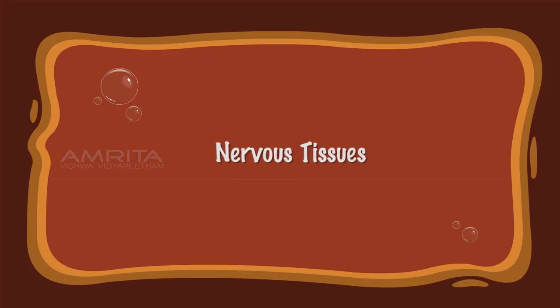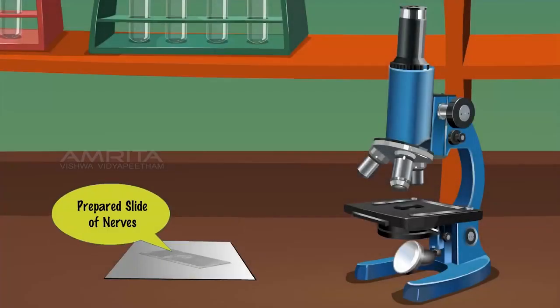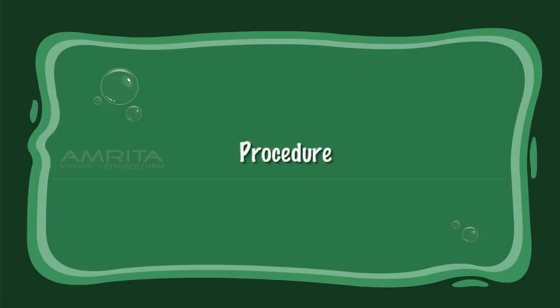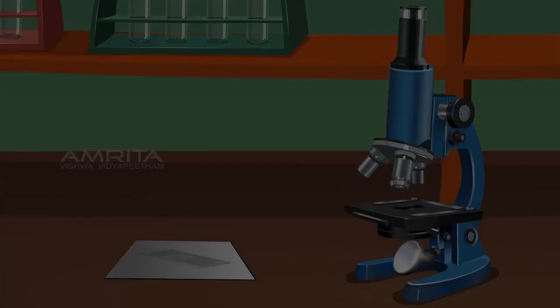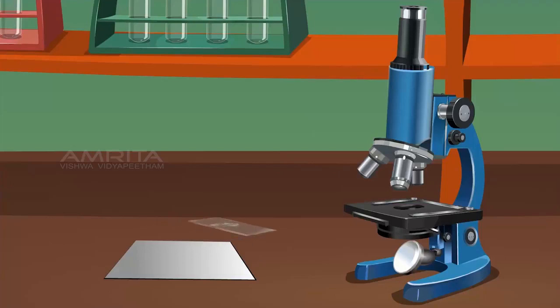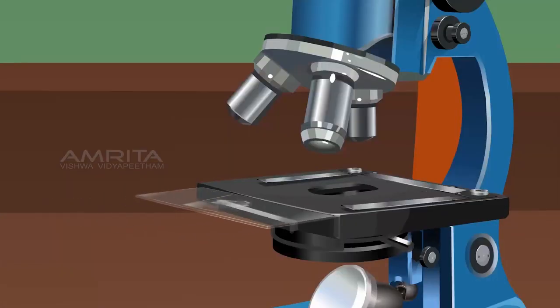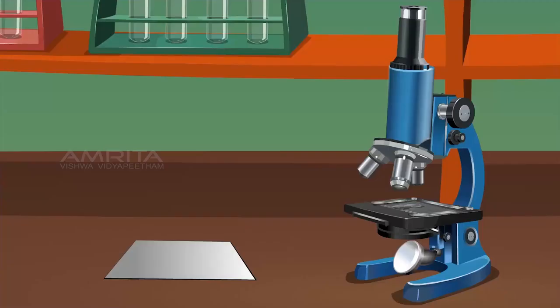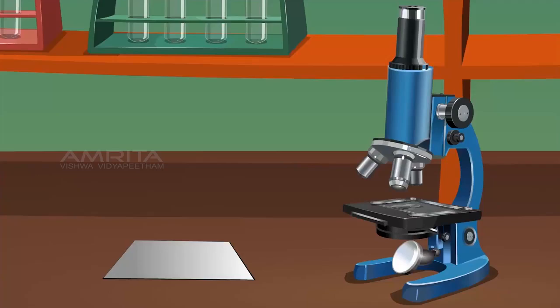Nervous tissues. Materials required: prepared slide of nerve tissue and a compound microscope. Procedure: place the prepared slide of the nerve tissue on the stage of the compound microscope. Observe the features of the nerve tissues through the lens of the compound microscope.